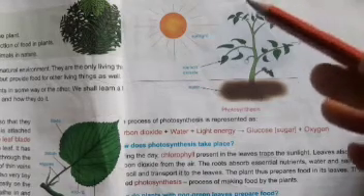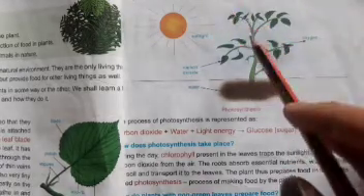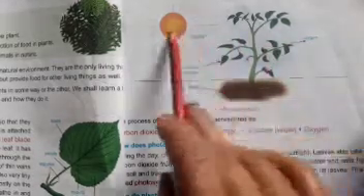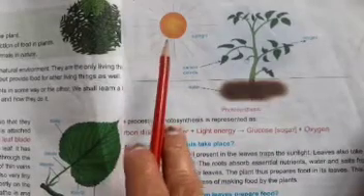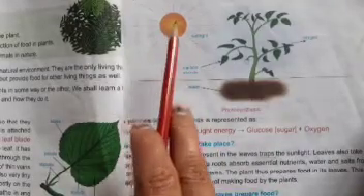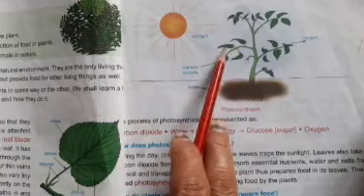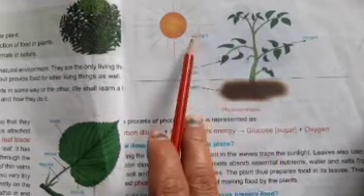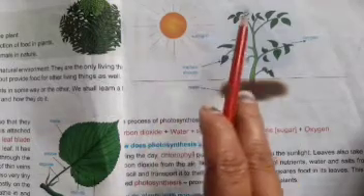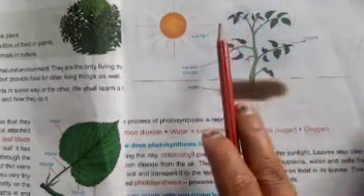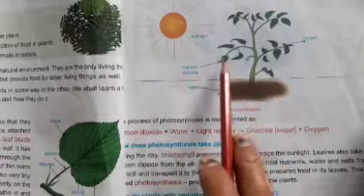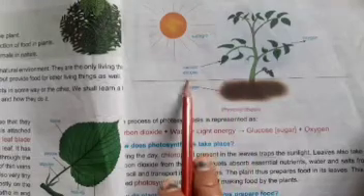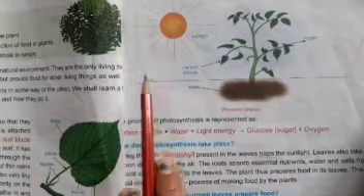See kids, during the day, chlorophyll present in the leaves traps the sunlight from the sun. We are getting sunlight from the sun, no? During the day, the leaves of the plant trap the sunlight. Leaves also take in carbon dioxide from the air. Sunlight is trapped from the sun, and carbon dioxide comes from the air.